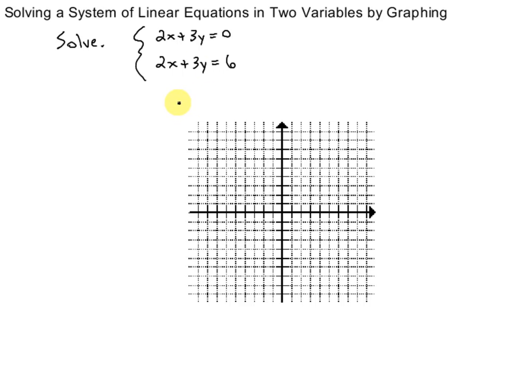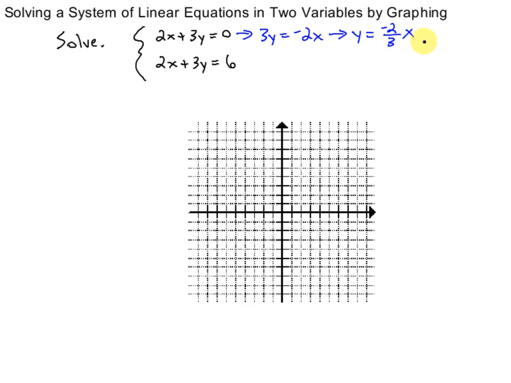I want to solve by graphing. Now I need to first put these into slope-intercept form. There are other ways you could graph the two lines, but that's my choice. So I will solve this first equation for y by subtracting the 2x and then divide both sides by 3.